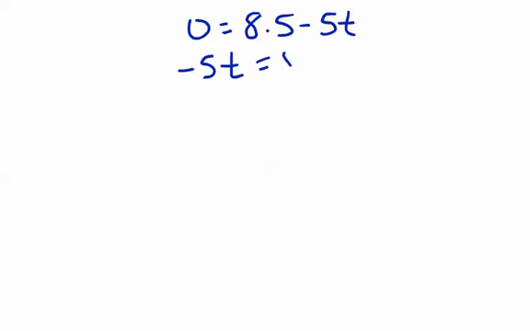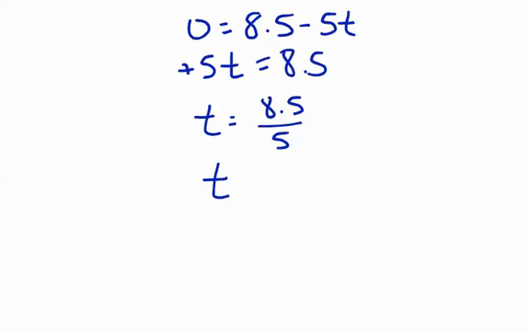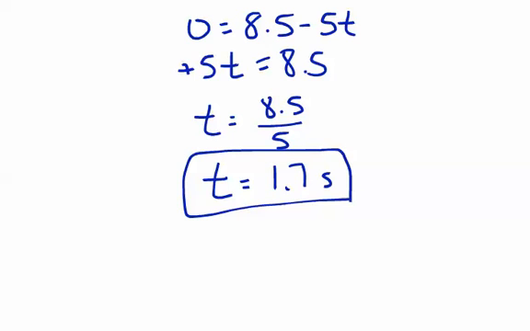So let's start with that. 0 equals 8.5 minus 5t. To solve this for t, we simply add 5t to both sides. So 5t equals 8.5. Oh yeah, that's positive because we're adding it to both sides. So t will equal 8.5 divided by 5. And here's where we simply push a few buttons on our calculator again. 8.5 divided by 5 is 1.7. So the time is 1.7 seconds. So now we know how much time the ball is going to spend in the air.